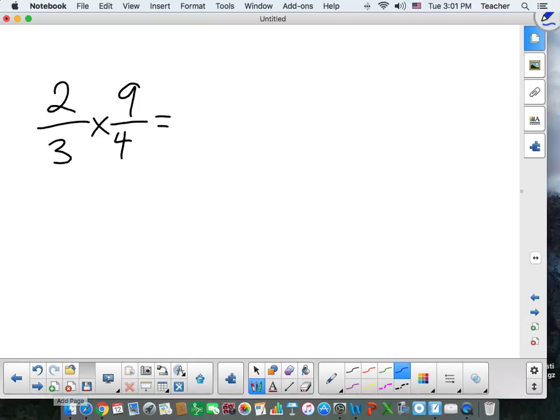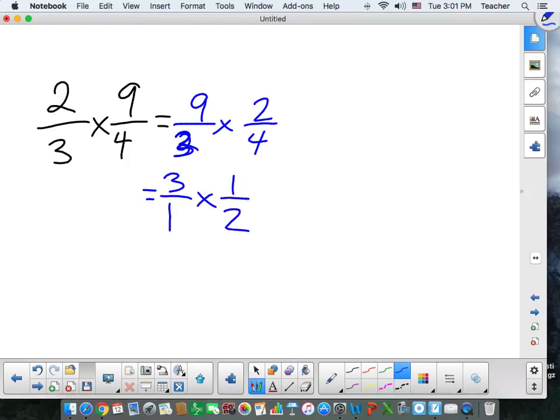If we look, we keep our denominators. We switch numerators. 9/3 is also known as 3/1. 2/4 is also known as 1/2. What is 3 times 1? What is 1 times 2? 3/2 is also known as 1 and 1/2. That's still a lot of work. Ugh, so much work. Why am I using up all this paper?